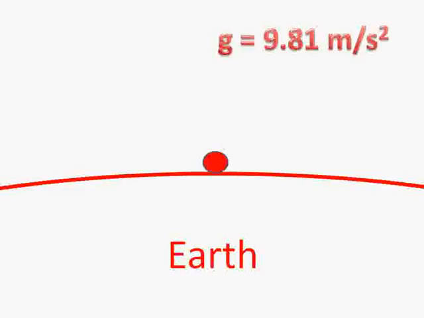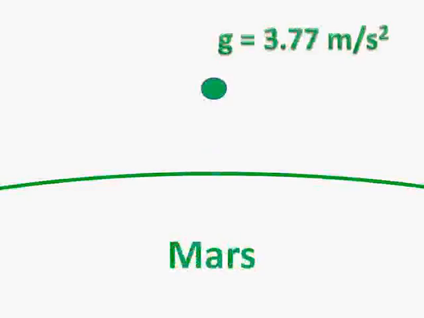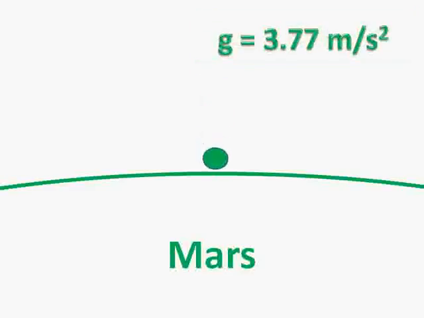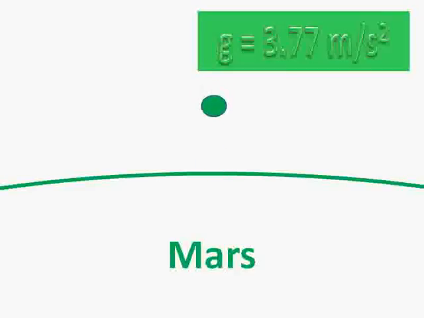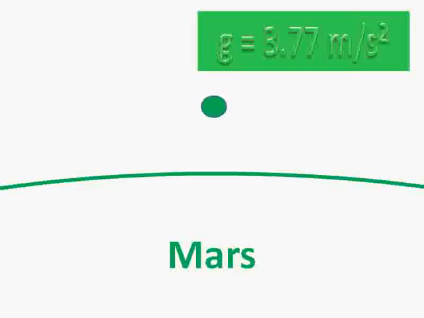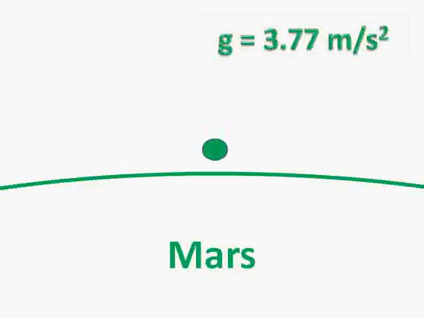Okay. Now, what about on Mars? Do you think the acceleration due to gravity is greater or less than 9.81? Anyone calculate Mars? JD, you did? 3.71. Let's see what I got. I got 3.77. But on Mars, the acceleration due to gravity is actually less than it is on Earth. So on Mars, you would weigh less than half of what you would weigh on Earth.